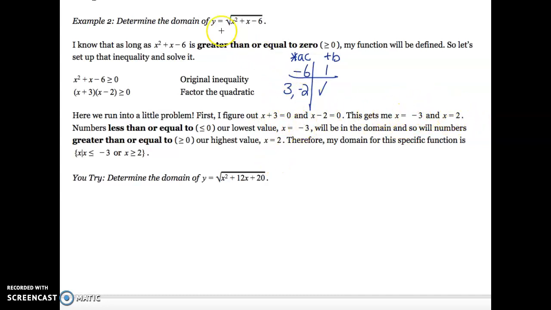The domain for radicals that have quadratics is going to include two pieces. The first piece is that numbers less than or equal to our lowest value will be in the domain, and then numbers greater than or equal to our highest value will be in the domain. So this is all of the x values less than or equal to our lowest solution, and then all the x values greater than or equal to our highest solution. Those are in the domain of this radical function.